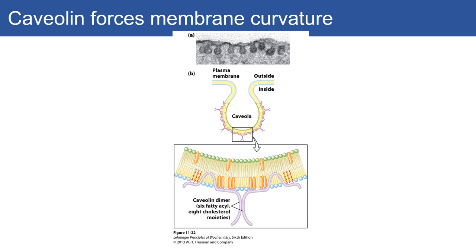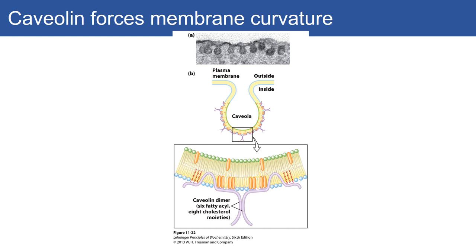Caveolin forces membrane curvature. This is very common in things like endocytosis. A lot of viruses will take advantage of this. So caveolin forces an inward curvature of the membrane. There are small invaginations. This is a really cool EM of that at the top, where you can see the membrane dipping in. Caveolin dimers are concentrated in small regions. They force a curvature, and you can see the cholesterol molecules in there.